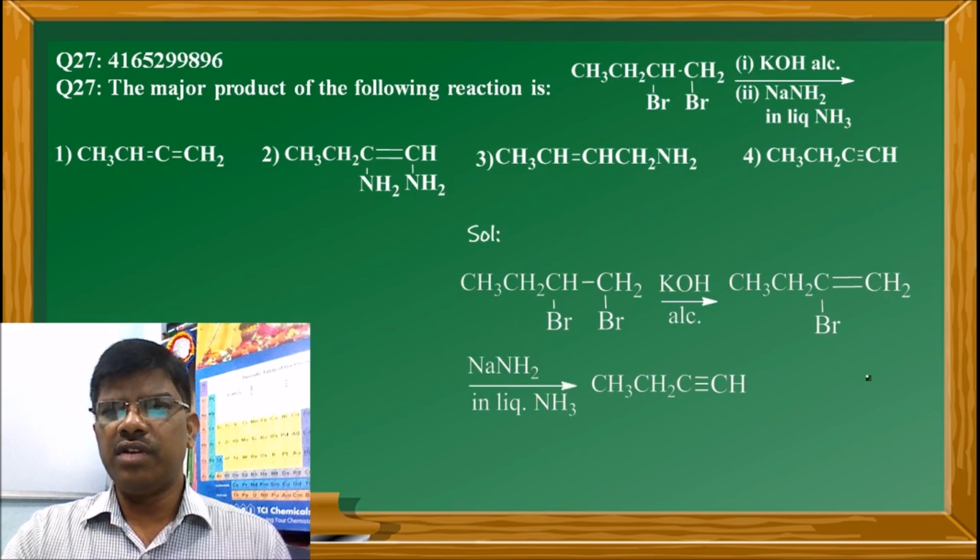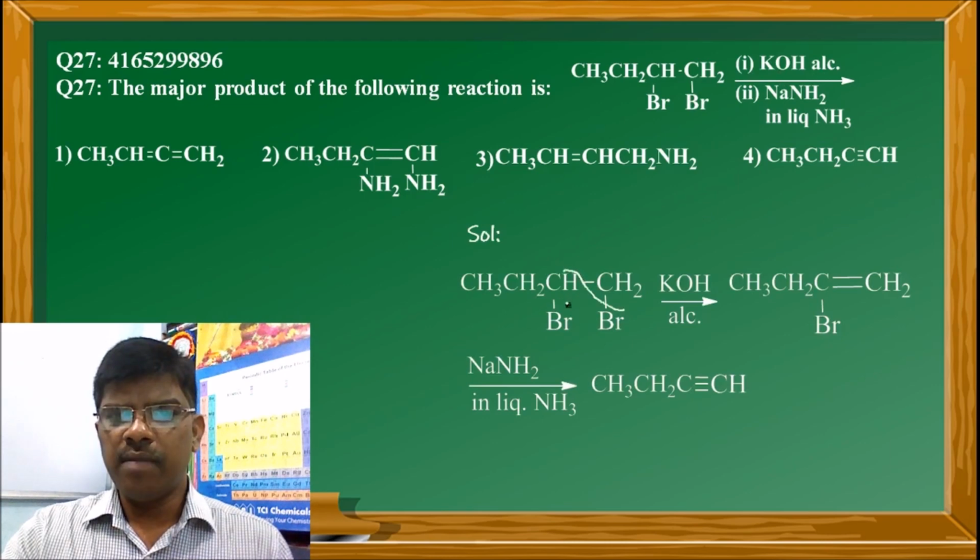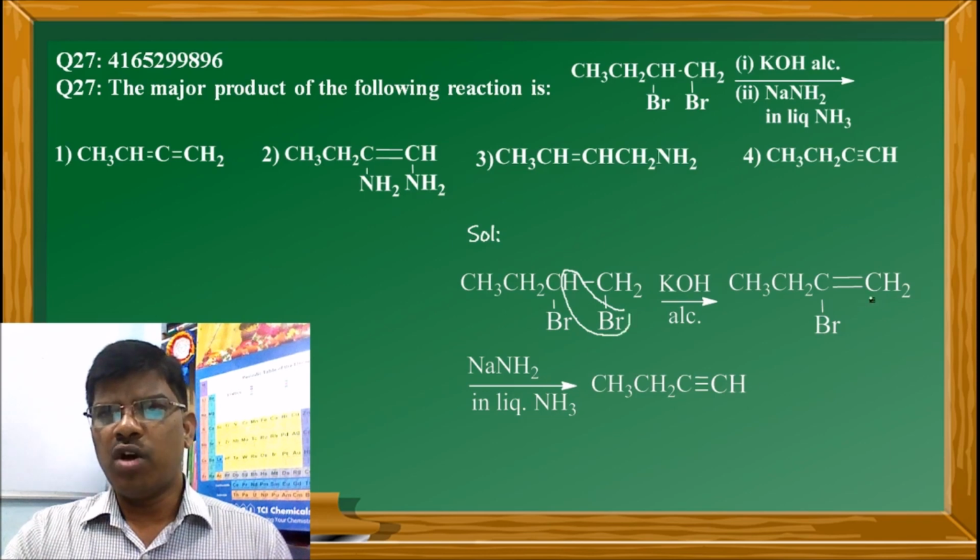What is it going to give? This bromine is going to be eliminated to give this alkene, and this bromoalkene upon reaction with sodium amide in liquid ammonia gives an alkyne. So option number 4 is the correct option, friends.